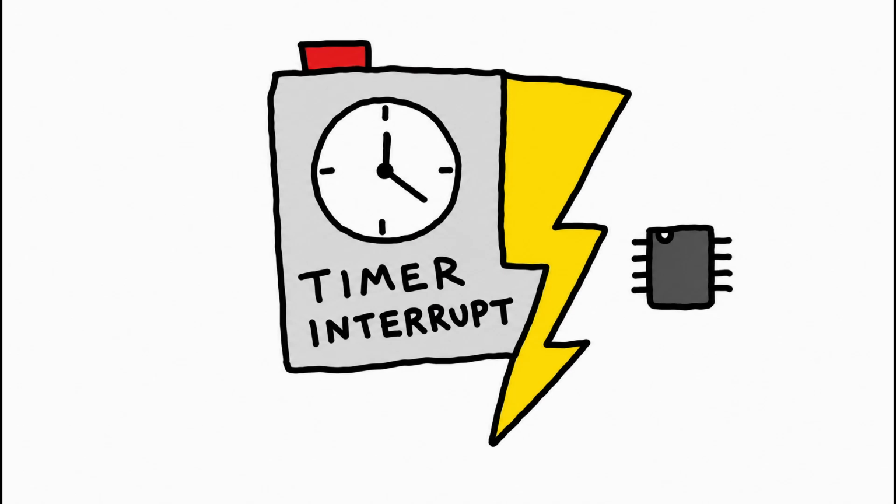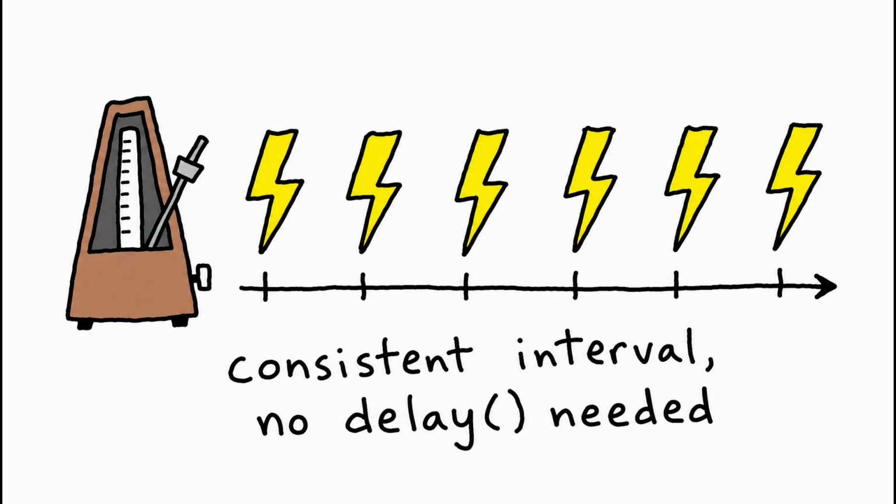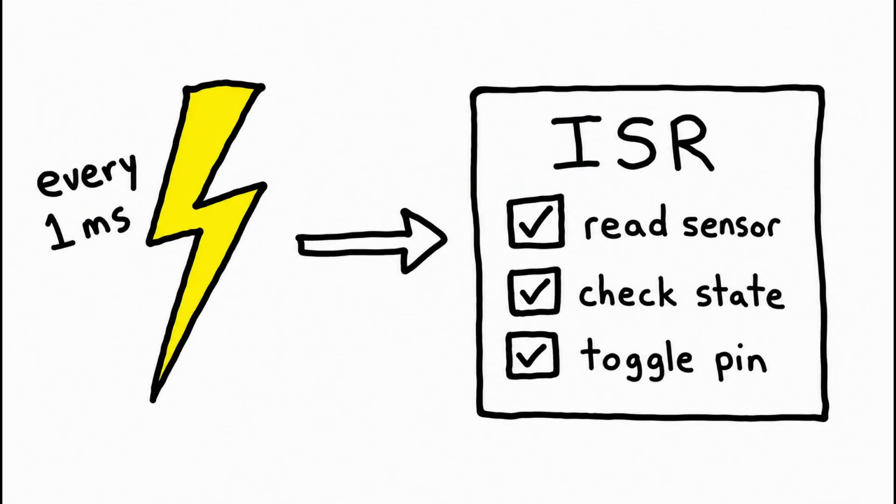But interrupts aren't just for external signals like buttons. You can attach them to timers too, and this is where it gets really useful for embedded systems. A timer interrupt fires automatically every time the timer overflows or hits the specific value you set. This lets you run a piece of code at a perfectly consistent time interval, without delay, without blocking, without missing a beat. For example, fire a timer interrupt every 1 millisecond and inside the ISR update a sensor reading, check a state machine, or toggle an output pin.